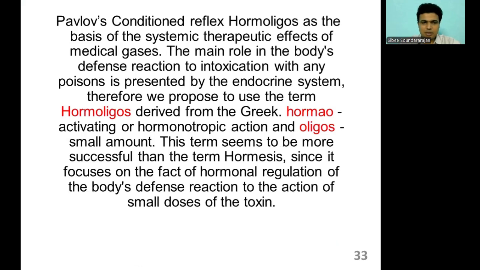Pavlov's conditioned reflex and hormology as the basis of the systemic therapeutic effects of medical gases. The main role in the body's defense reaction to intoxication with any poison is played by the endocrine system. Therefore, we propose to use the term hormology, derived from the Greek hormo, meaning activating or hormonotrophic action, and oligos, meaning small amount. This term, proposed by Townsend J.F. and Luckey T.D., seems to be more successful than the term hormesis, since it focuses on the hormonal regulation of the body's defense reaction to the action of small doses of a toxin.